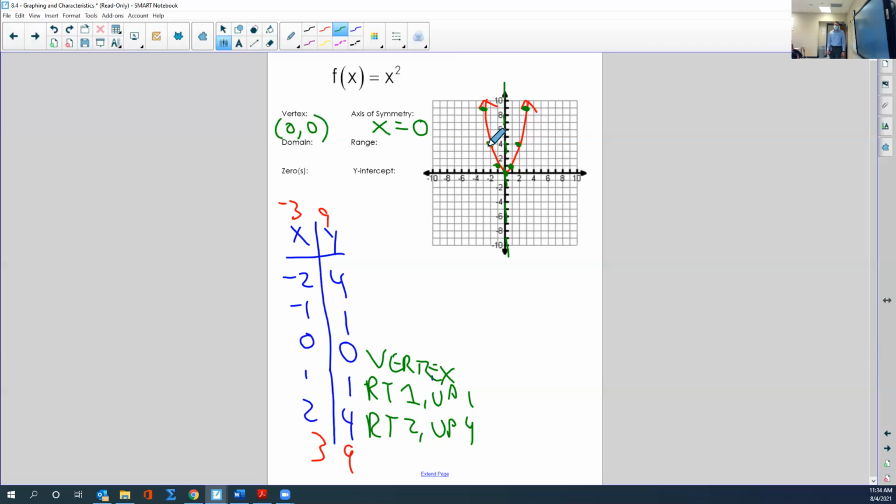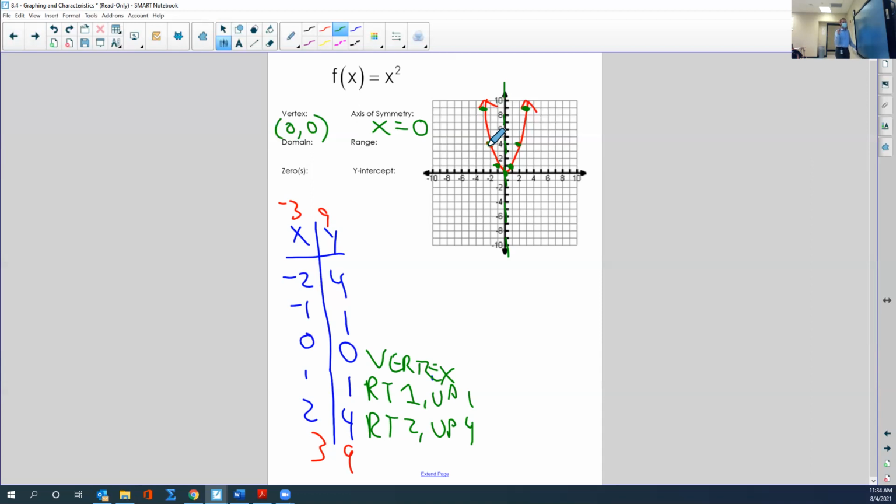Okay, any questions on that? If you want to do left 1 up 1, left 2 up 4, I'm perfectly fine with that as well. If you want to plug in points, I'm fine with that. I'll explain that as well.